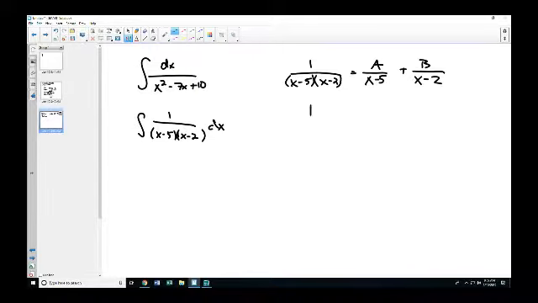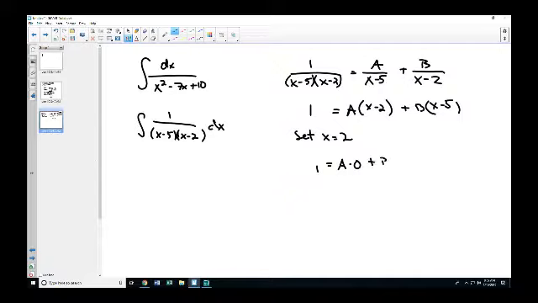Okay, so what is 1 equal to? 1 is equal to A times x minus 2 plus B times x minus 5. You plug in 2. If we put 2 in here, we get 0 for A. That means B is negative 1/3.